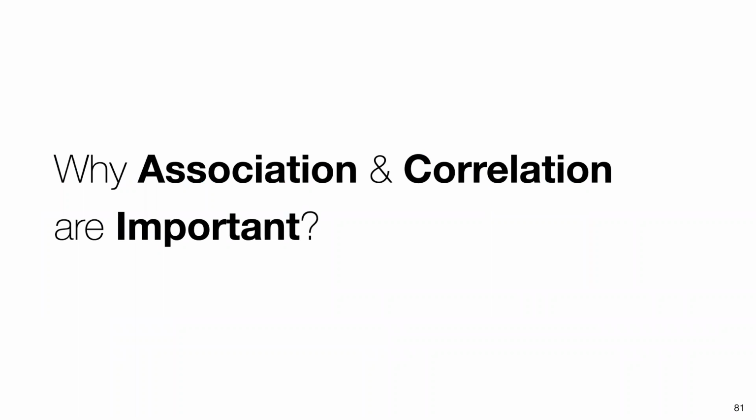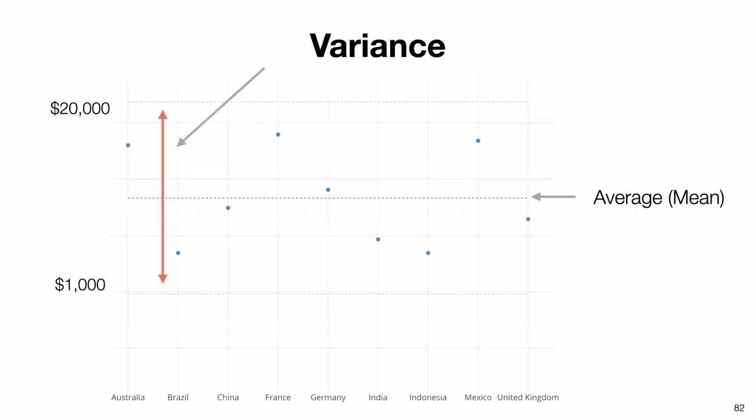Okay, having said that, why are we talking about association and correlation? These are almost the most important thing when you analyze data in the world of data analysis. So why is that? Well, because like we saw, the numbers usually vary. There's always variance. There is never only one single value. So usually there's an average or mean. It can be the median too, but there's a kind of center value.